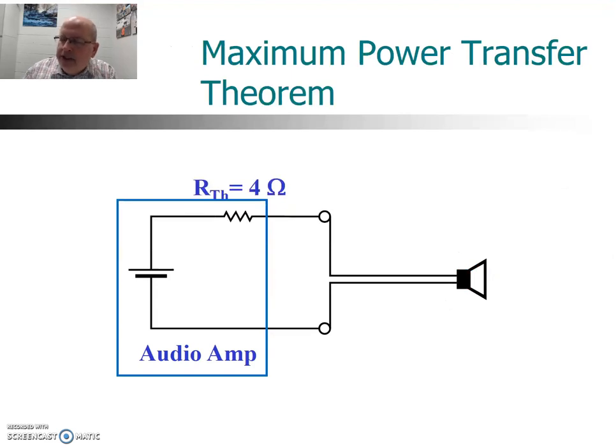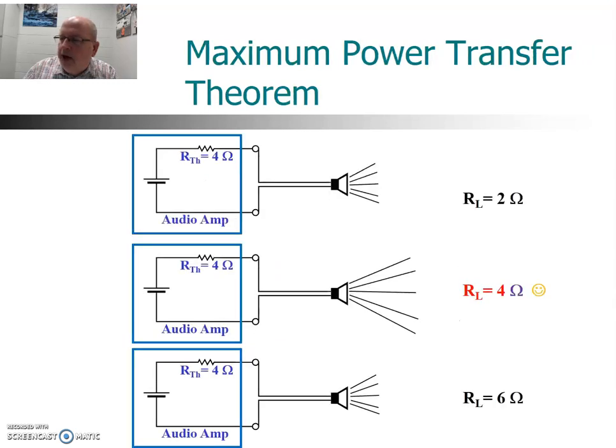All right, how do we use this? Let's look at an example of an audio amplifier. If the output of your amplifier says 4 ohms, then you should be connecting a 4 ohm speaker in order to get maximum power out. If you connect a 2 ohm speaker or a 6 ohm speaker, it's still going to work, but you're not going to get as much power out. So if you really want to rattle those windows when you're driving your car down, make sure your speakers match your amplifier.